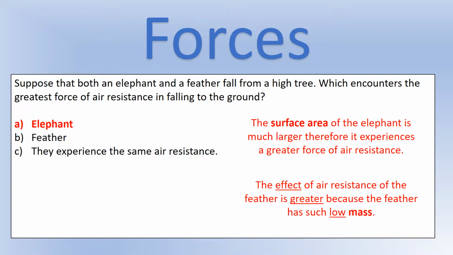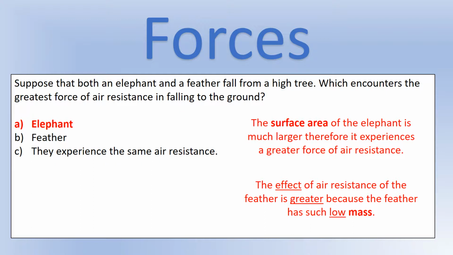Okay, so the answer here is the elephant because air resistance is affected by two things. It's affected by velocity and it's affected by surface area. So the surface area of an elephant is much larger, therefore it experiences a greater force of air resistance. Also, the elephant would end up traveling faster as well, so that would also give it a larger force of air resistance.